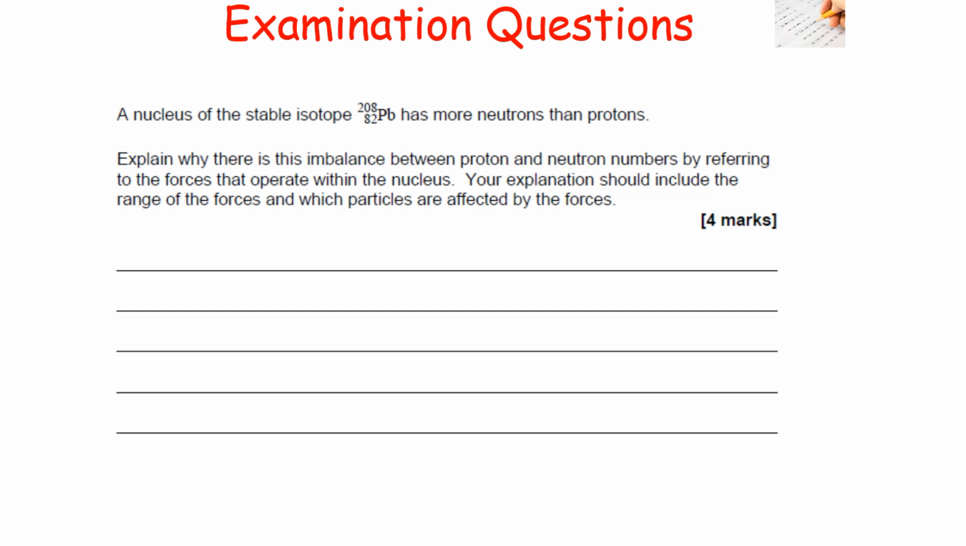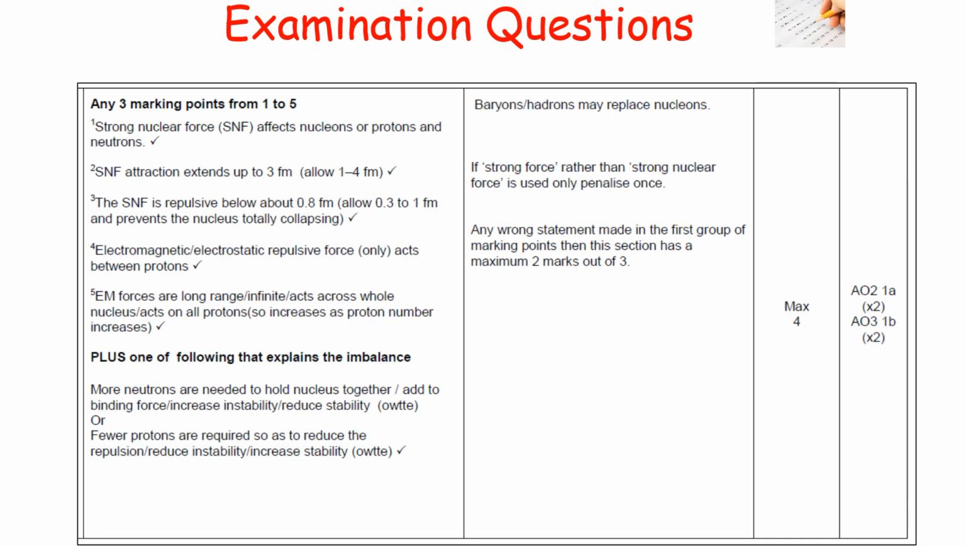Right, now this question is really linking to stuff you did in particles, but it's asking about why you get stability in the nucleus between the protons and the neutrons. So it's the idea that the interaction involved is the strong nuclear force, and that affects protons and neutrons. It affects anything made from quarks, so it'll affect all your nucleons.